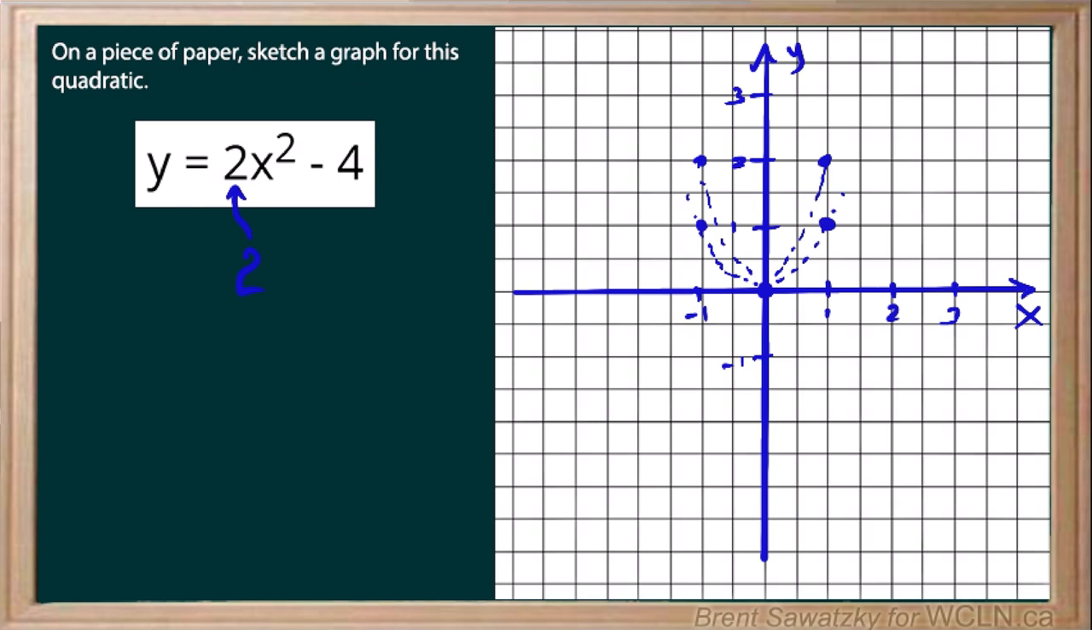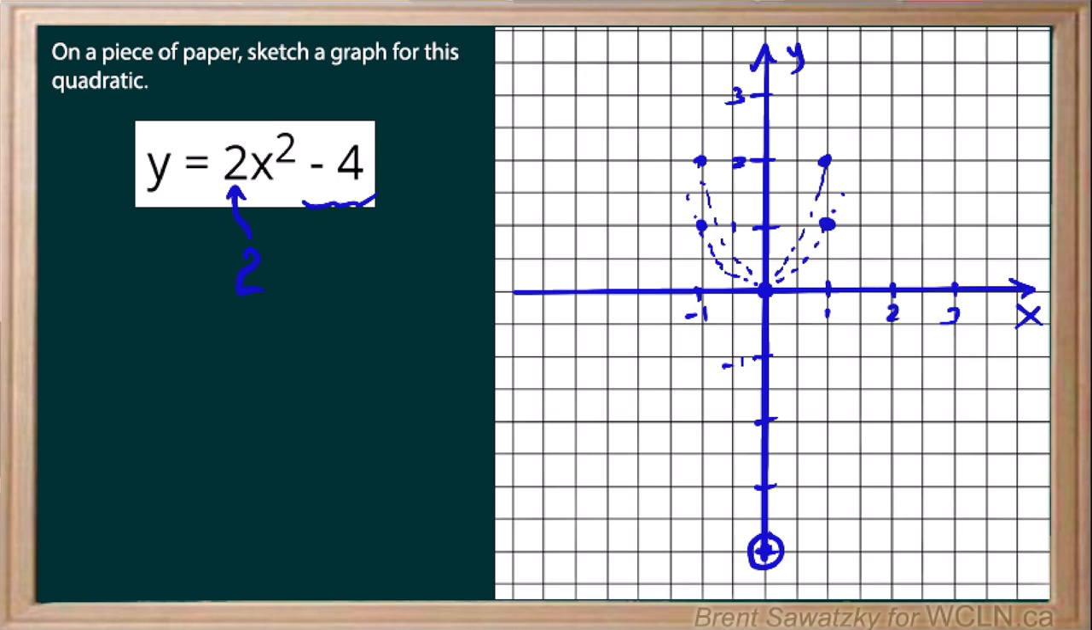So one last thing to deal with, and that is translations. Well, there's nothing in with the x, so no horizontal translation. But we do have a vertical translation out here. So we go down by 4. So 1, 2, 3, 4. And so here's our new minimum point.